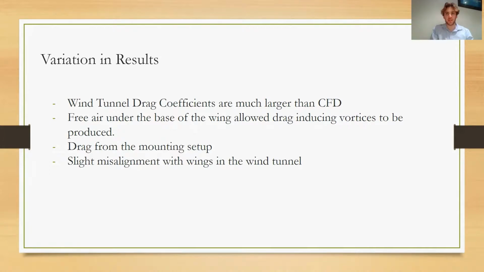The reason for this is that with the initial setup, there was a free space under the base of the wing, which meant the flow could travel around the bottom of the wing due to the pressure differences on either side of the wing. This would create vortices that induce drag on the wing. Also, the drag on the mounting setup would have been recorded by the force balance. Other potential reasons are misalignment of the wings in the wind tunnel.